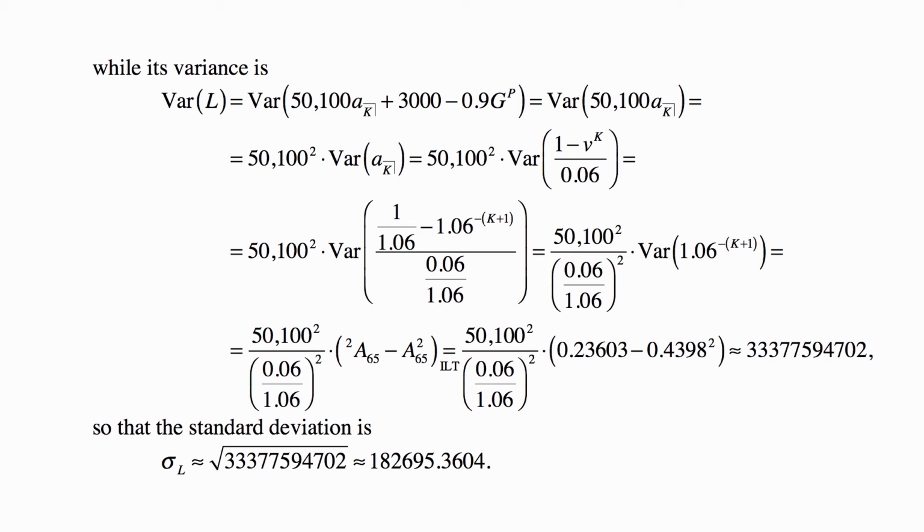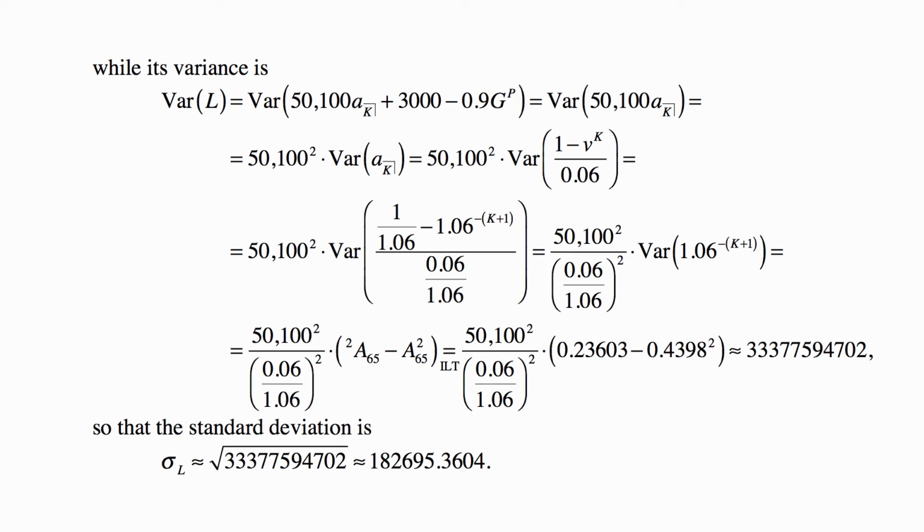All the numbers we get put together, but the crucial question is, what is the variance of 1.06 to the minus (K plus 1)? Why in the world did I go from v to the K to v to the K plus 1? Because v to the K plus 1 is the present value of a death benefit for a discrete whole life insurance. And its variance is known to be 2A65 minus A65 squared. And those numbers are in the illustrative life table. We looked them up, plugged them in, and there is our answer.